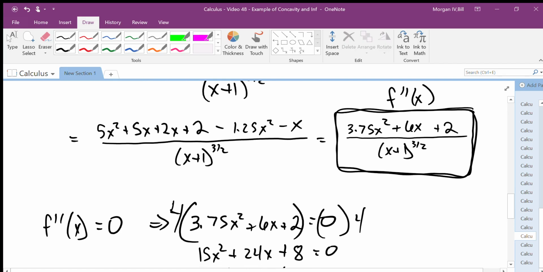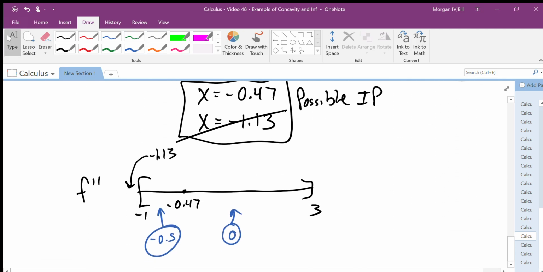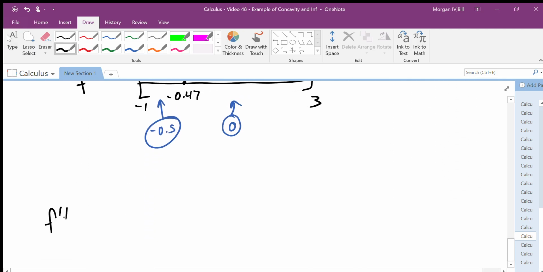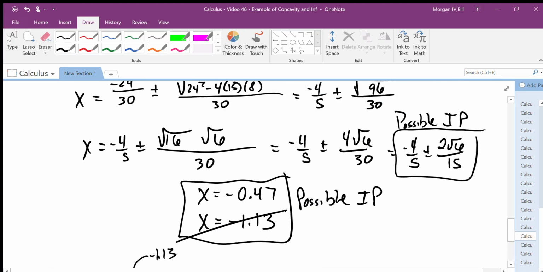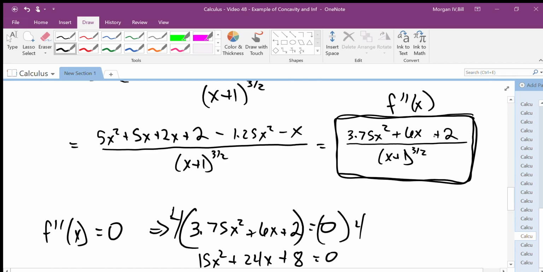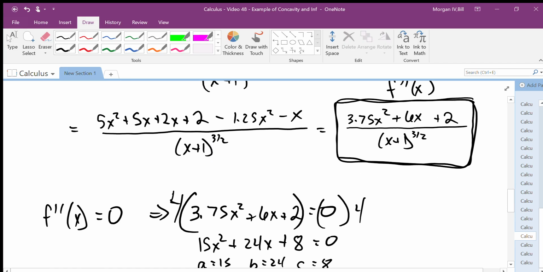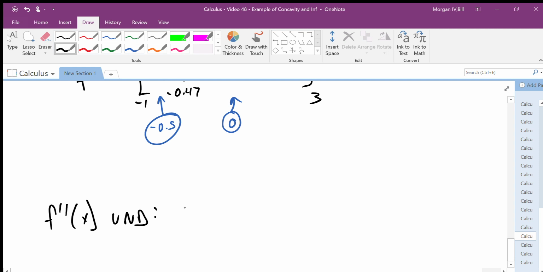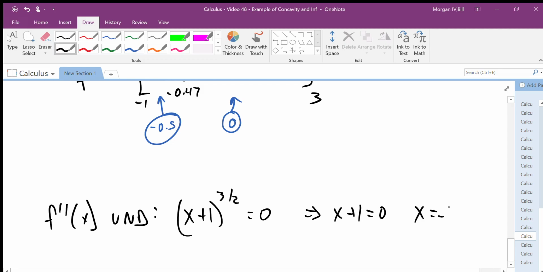I forgot to check for when the second derivative is undefined. Let me back up. When is the second derivative undefined? That occurs whenever the denominator is equal to 0. That makes it divide by 0. That's undefined. That occurs when x plus 1 to the 3 halves is equal to 0. Taking each side to the power of 2/3, we get that x plus 1 is 0. We get that x equals negative 1, which happens to be an endpoint.